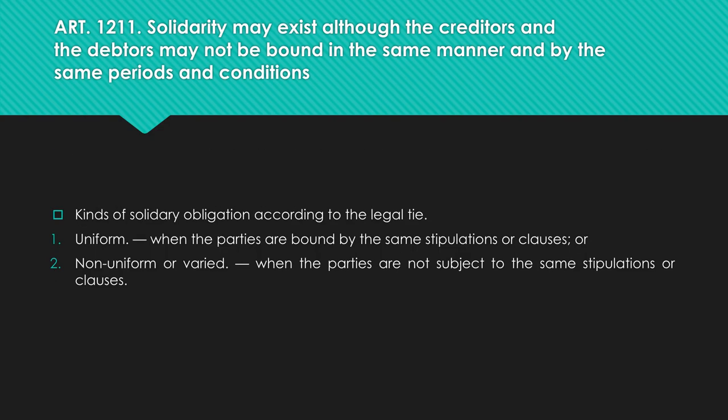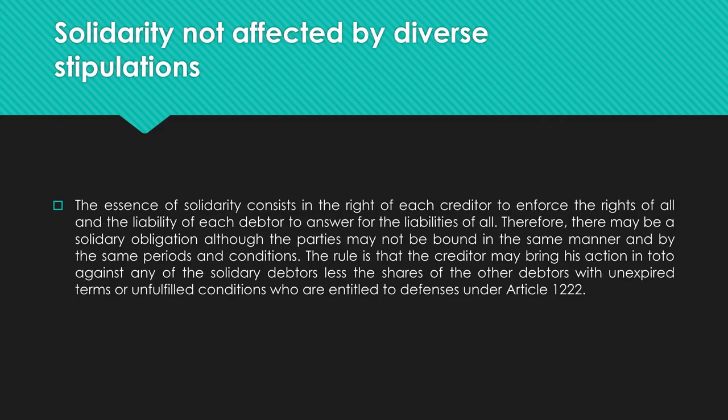Okay, so Article 1211, we have solidarity, which may exist although the creditors and the debtors may not be bound in the same manner and by the same periods and conditions. So kinds of solidary obligation according to the legal tie: uniform or non-uniform or varied. When you say uniform, the parties are bound by the same stipulations or clauses, or non-uniform or varied when the parties are not subject to the same stipulations or clauses. So solidarity is not affected by diverse stipulations.